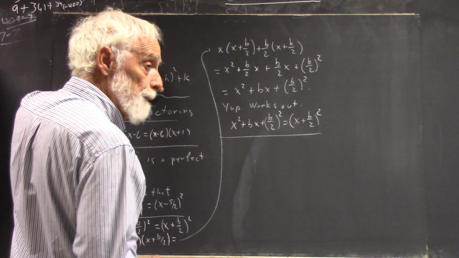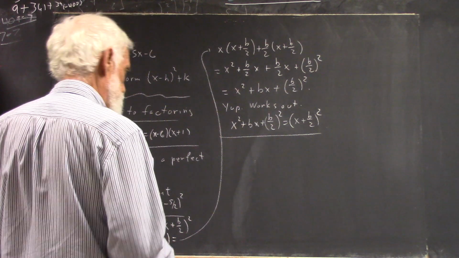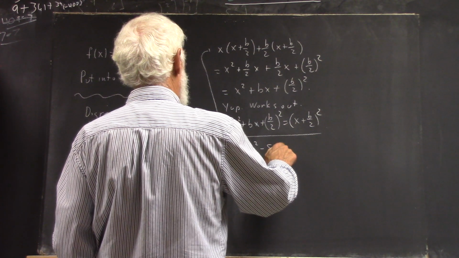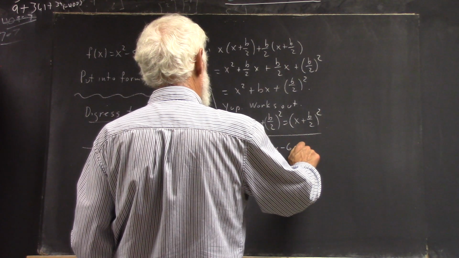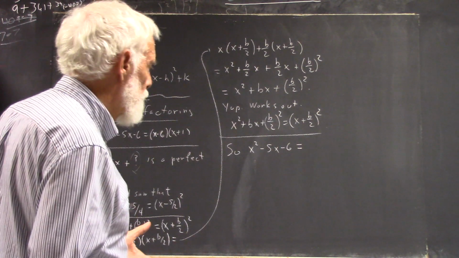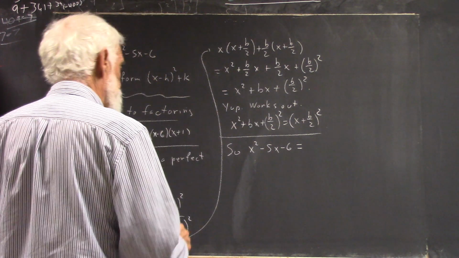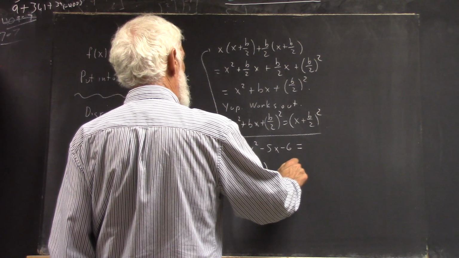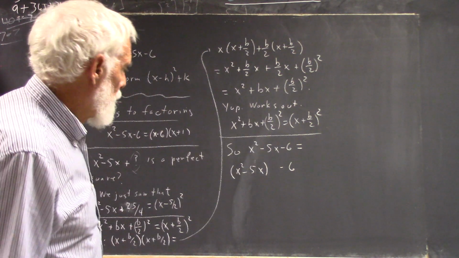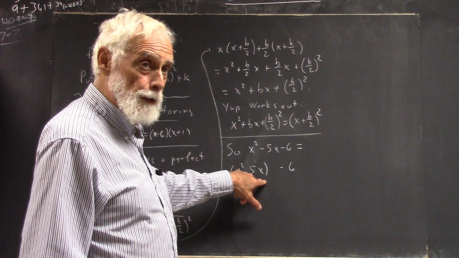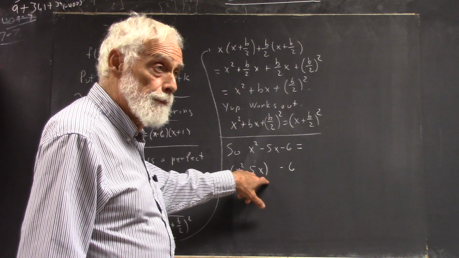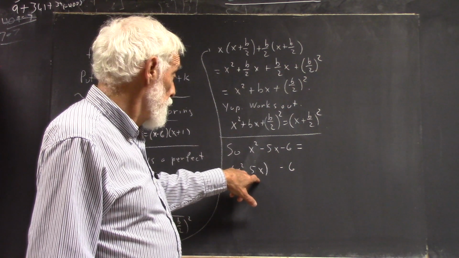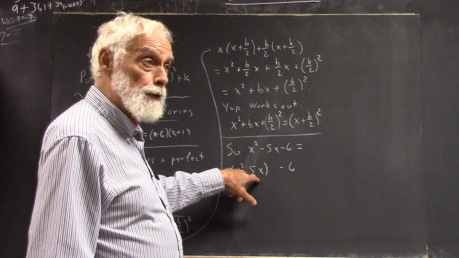So if we were given this, x squared minus 5x minus 6 can be written as x squared minus 5x minus 6. We're going to concentrate on what's in here. We're going to add whatever we need to make this a perfect square. Now what do we need? We need to add 5/2 squared, right?